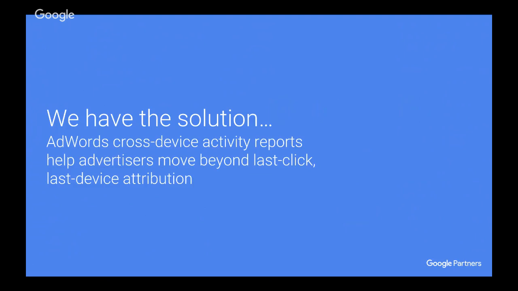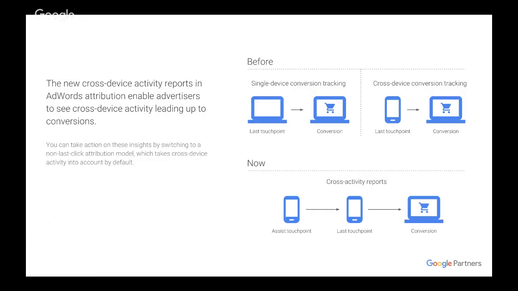The good news is we have a solution. And with the AdWords cross-device activity reports, advertisers get the information they need to better understand the consumer behavior across devices and to put insights into action with attribution modeling. These reports will help you move beyond last click and last device attribution. Conversion tracking has evolved from single device conversion tracking, where only the last ad click and device is captured, to cross-device conversion tracking, where advertisers can measure conversions that occur on a different device than where the ad click happened. The new cross-device activity reports in AdWords Attribution enable advertisers to see cross-device activity leading up to conversions. They can take action on these insights by switching to a non-last click attribution model, which takes cross-device activity into account by default. So you don't have to worry about that. All set up.